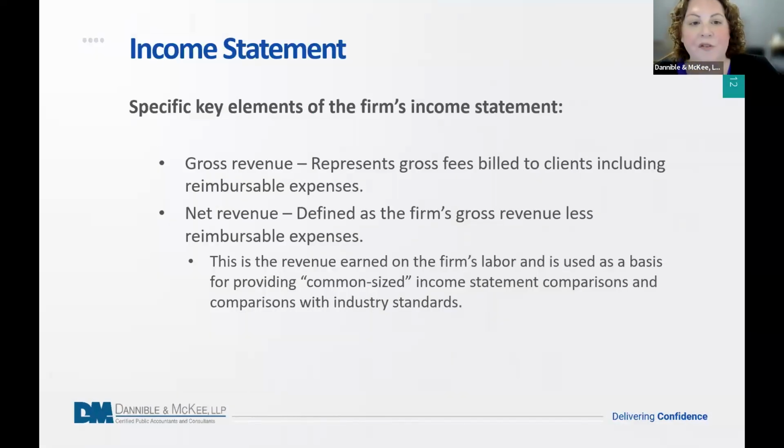So what are these specifics? Gross revenue. So you've all heard of gross revenue. This is the gross fees billed to clients, including your reimbursables. Whereas the term net revenue is defined as your gross revenues less your reimbursable expenses. So really, the most important number that you want to consider is your net revenue number, because this is really what you're earning.